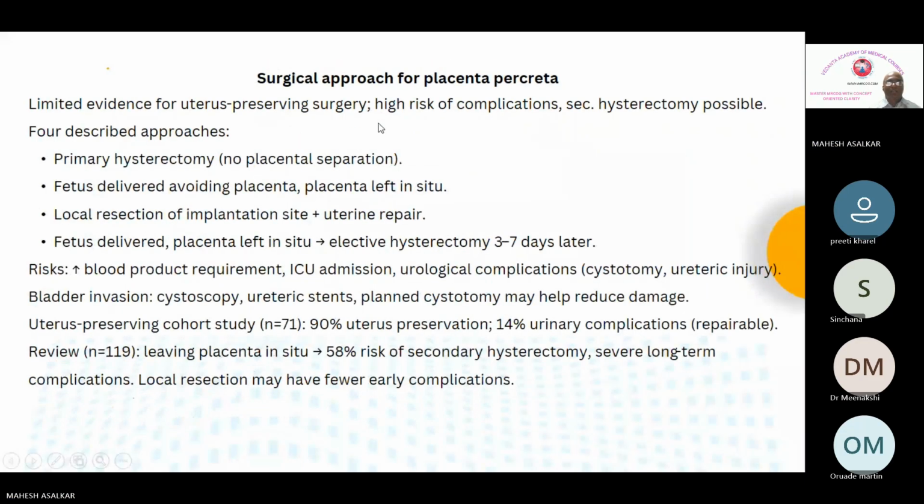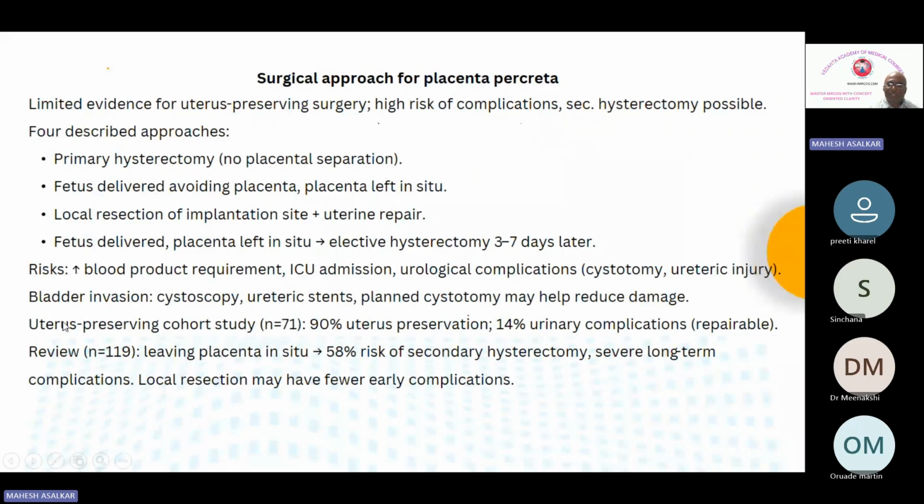Now surgical approach for placenta accreta. Again, there is limited evidence for uterus preserving surgery, and a high risk of complications. Secondary hysterectomy is possible. The options available are: go ahead with primary hysterectomy, no placental separation. Then, the fetus is delivered avoiding the placenta and keeping the placenta in situ. Third is a local resection of the implantation site and uterine repair. And next is the fetus is delivered, placenta is left in situ, and elective hysterectomy is done 3 to 7 days later. But the preferred one is a cesarean hysterectomy, primary hysterectomy with no placental separation.